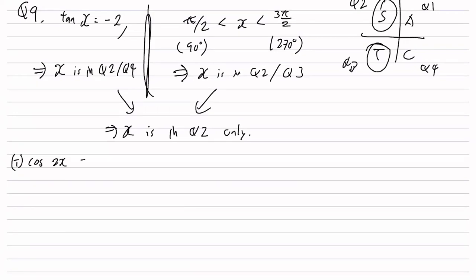How to find cosine 2x from tangent x equal -2? If you look at the formulas for cosine 2x, the double angle, it's cos square x minus sine square x, or 2 cos square x minus 1, or 1 minus 2 sine square x. They involve cosine and sine, but here they gave you only tangent of x. So what should you do? You need to convert into sines and cosines. That's what you need in order to use the formula.